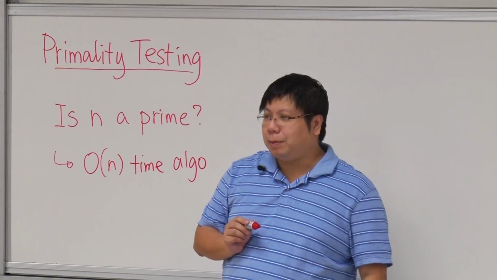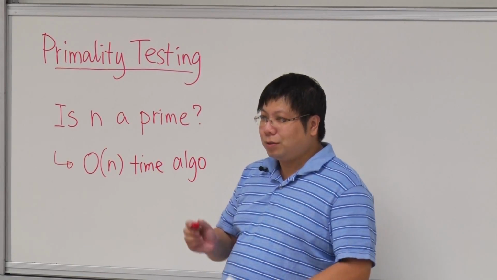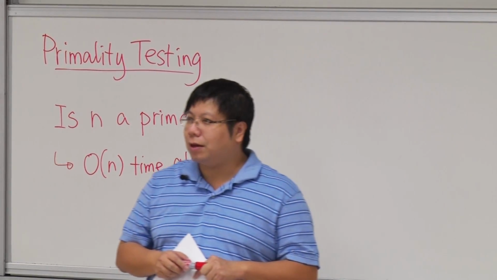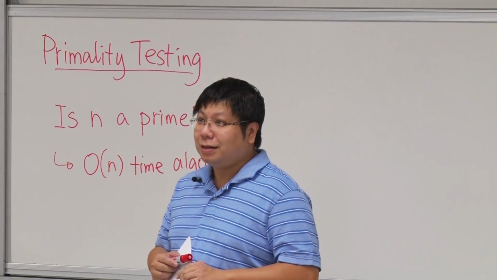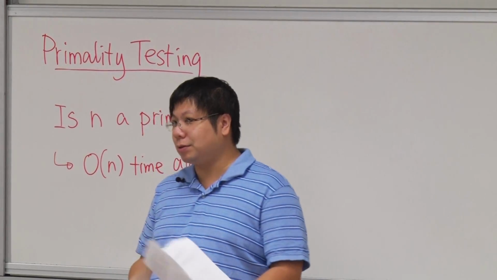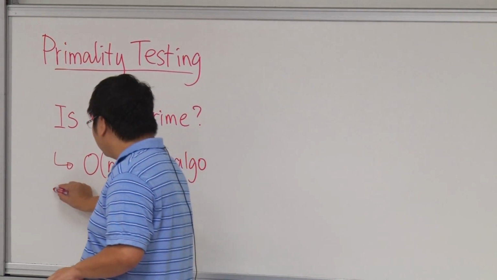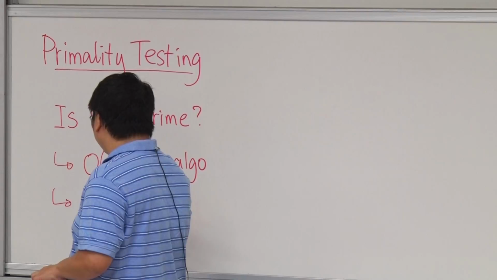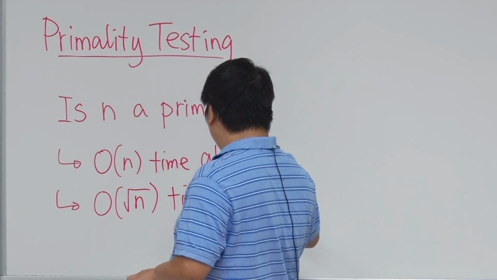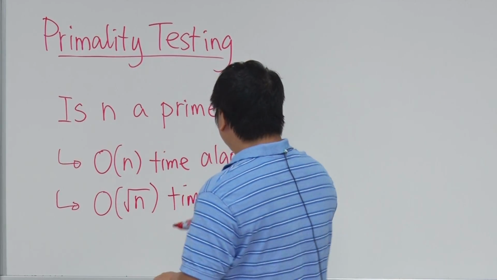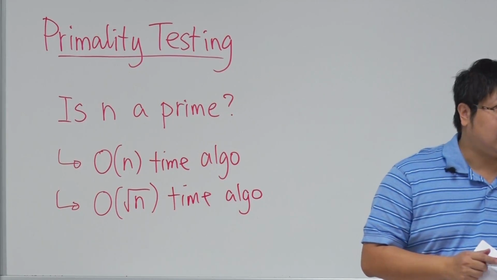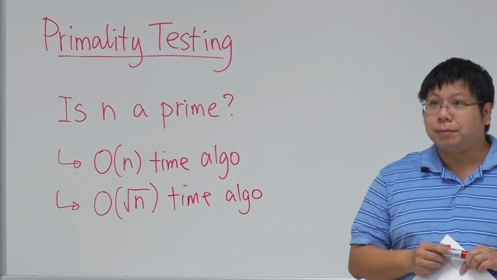Right? And then maybe you are smarter, okay? You figure out that you don't need to test many numbers. You just need to test a number up to square root of n. Because if n is not a prime, then it must have a factor less than or equal to square root of n. So we can have an easy algorithm, a square root of n time algorithm. But all these are considered exponential time algorithms.